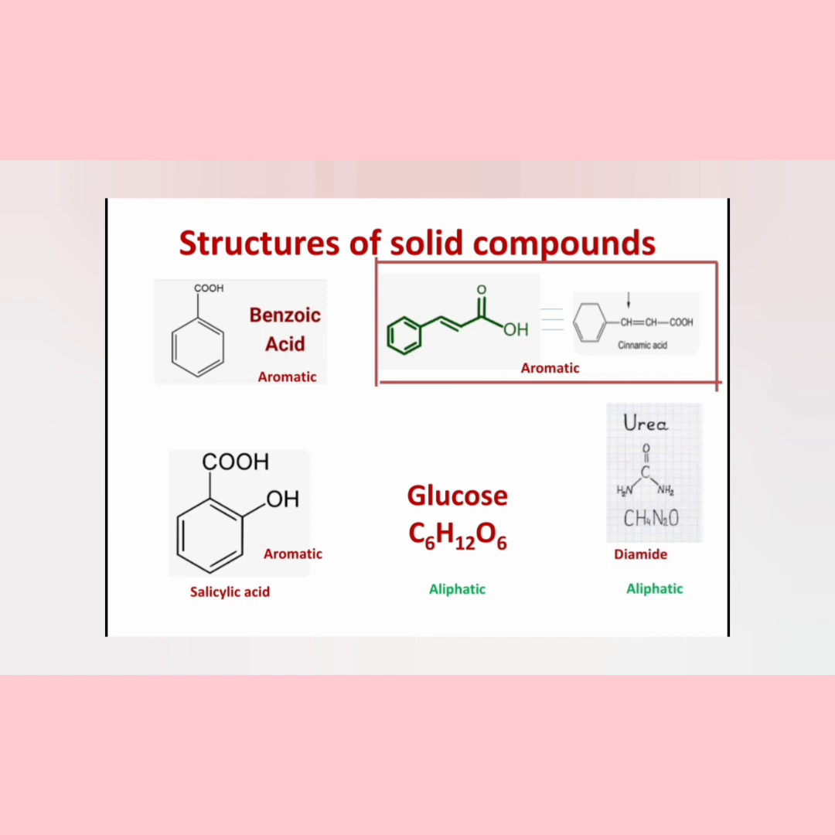You can see benzoic acid, C6H5COOH, and salicylic acid, which is hydroxybenzoic acid, which is aromatic, whereas glucose, which is C6H12O6, and diamide, which is urea, are both aliphatic. And cinnamic acid is also aromatic, but it has an olefinic type of bond and unsaturation present in it, so it is categorized as unsaturated. So among the solid compounds, 3 are aromatic, 2 are aliphatic and 1 is unsaturated.